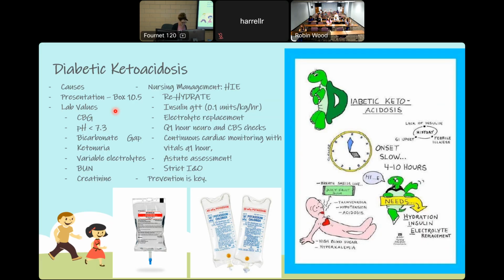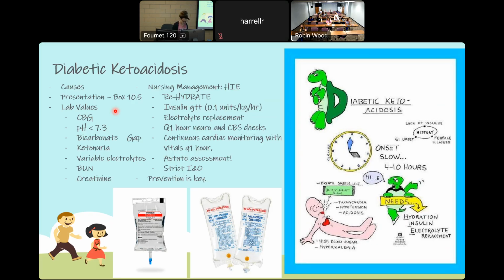So lab-wise, specifically diagnostic-wise, blood sugar greater than 250, frequently much higher than that. I've seen like 1300 and 1400. Oh my God. Yeah, she was definitely intubated. pH less than 7.3. That's going to vary with severity. I've seen like 6.8. That's fun.